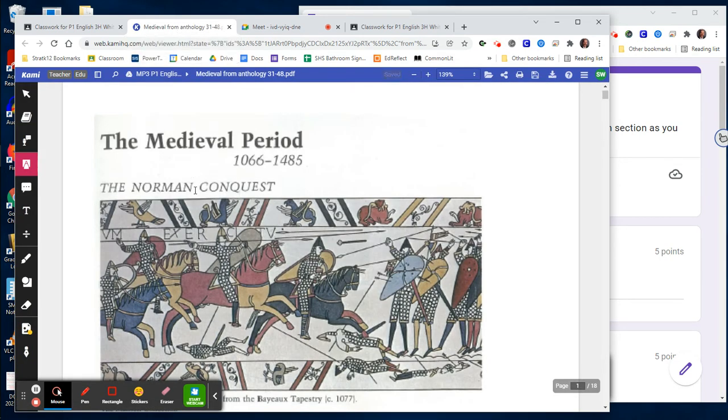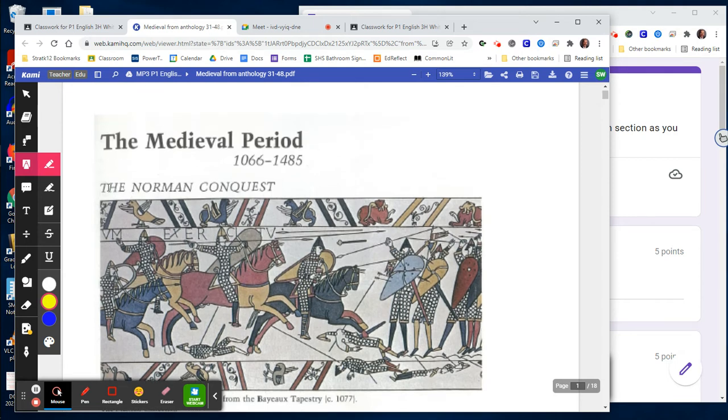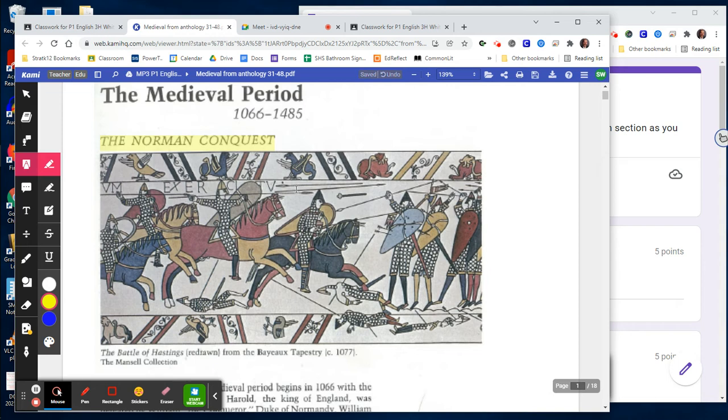The medieval period, the Norman conquest. Turn on some kind of a tool for marking it up. This is a PDF, so the markup might become different than if you were using a document that had text. So the first section we're going to read is the Norman conquest. I should probably make a separate file anyway.